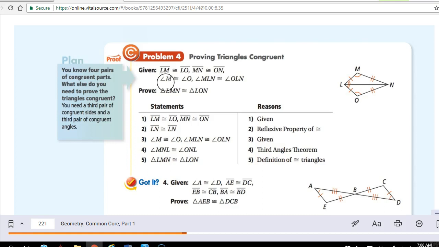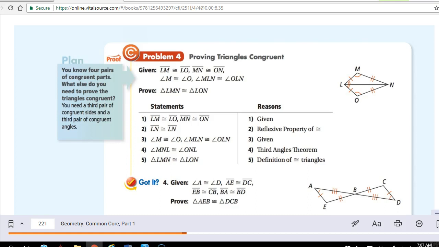Now, then they go back and they pick up angle M is congruent to angle O. They've got those marked. And then angle MLN is congruent to angle OLN, which is that little one there and that little one there. Those are congruent to each other. And again, that was given to us in the original.